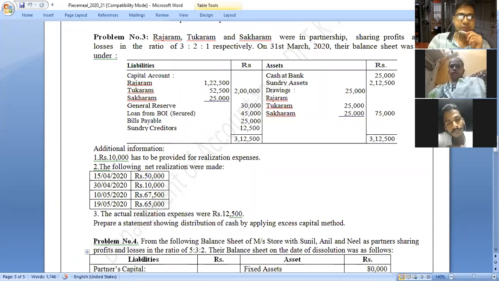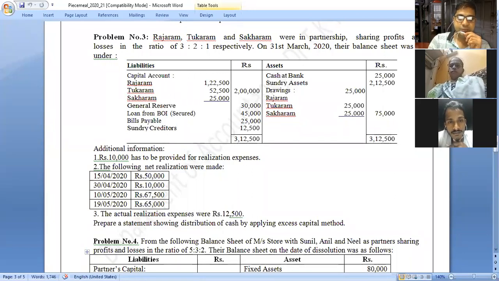Then after that, the first step is calculation of the adjusted capital. Now, how will we calculate the adjusted capital? We have to consider the capital amount. Sometimes a current account balance is there, that we have to consider. Sometimes drawing is there. Now here drawing is provided on the asset side: Rajaram's drawing 25,000, Tukaram and Sakaram also 25,000 each. The drawing we will deduct from the capital value while calculating the adjusted capital.